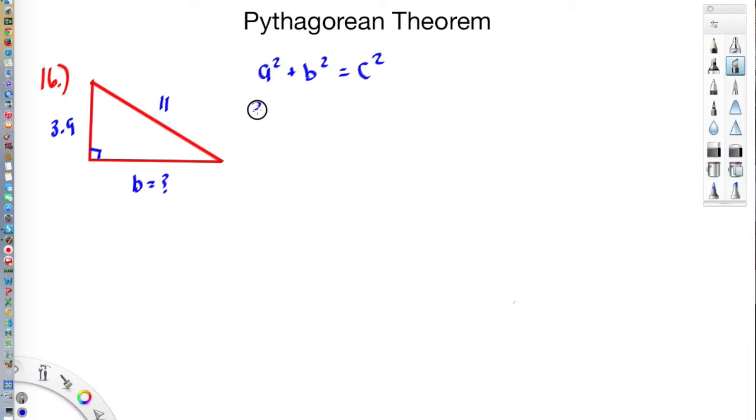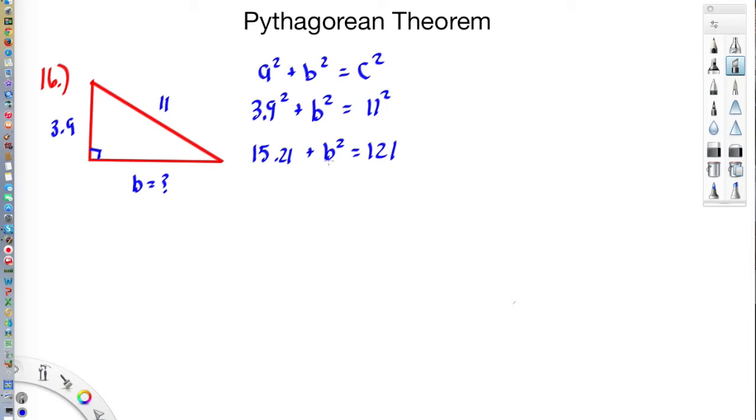Okay, side A I'm going to call 3.9. I need to square that, plus b squared, which I don't know what side B is. That's the mystery side. And then my side C, the hypotenuse, is 11 squared. So let's do some squaring here. If I take 3.9 and square it, which is 3.9 times 3.9, I'm going to get 15.21 plus b squared, and then I know 11 times 11 is 121.